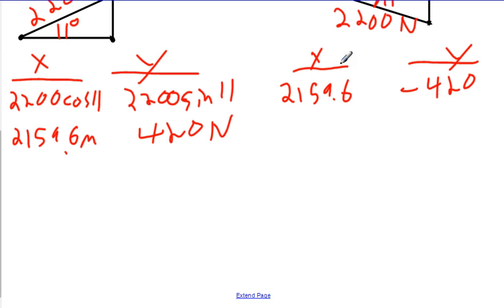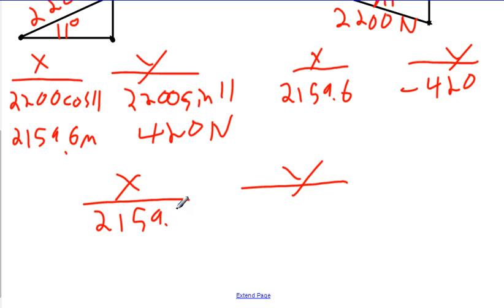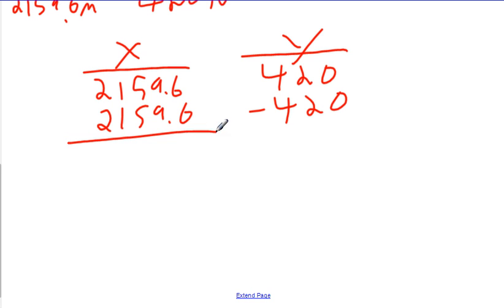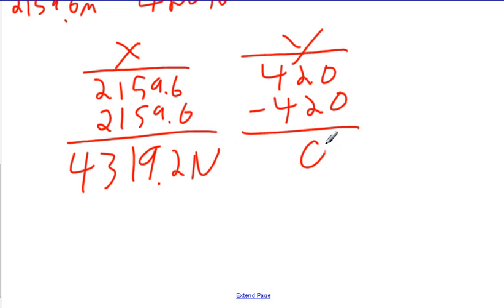Now, what we need to do is we need to add up our x's and our y's. And so now we do our final x and final y. We have 2159.6 plus 2159.6. And then we have 420 minus 420. And so what we get here is, from our calculator, 4319.2 newtons and 0 newtons.